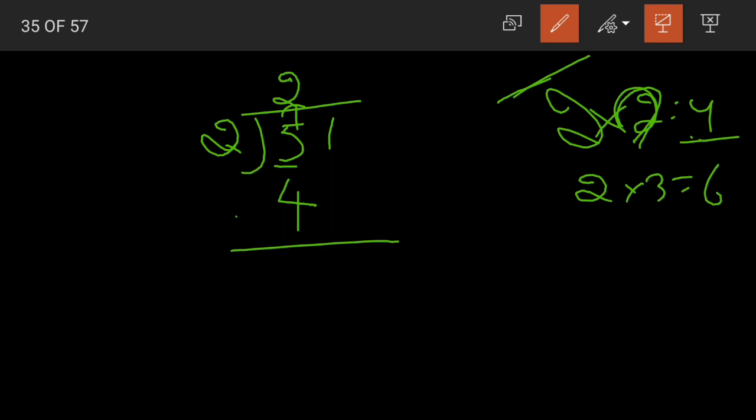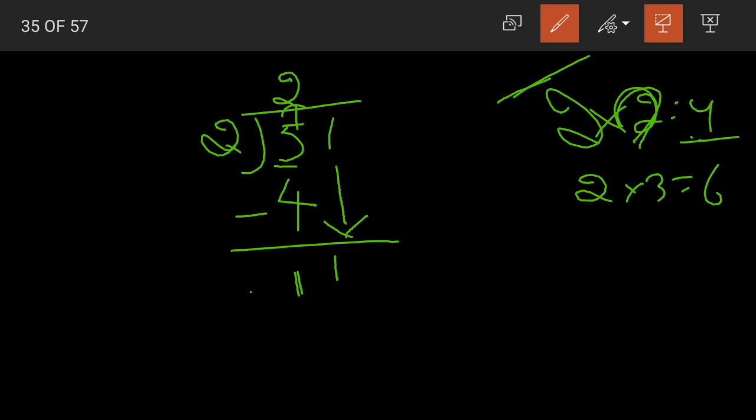What will be our next step? It is to subtract. 5 minus 4 becomes 1. Yes children, 5 minus 4 becomes 1, which is our remainder here. Now does the division end here? No, we have another digit in the ones place. That is 1. We have to bring it down.